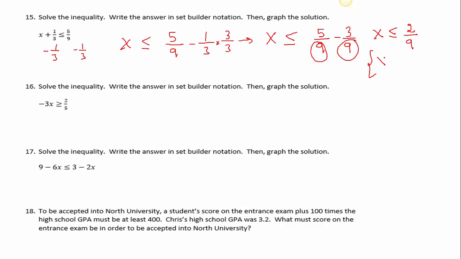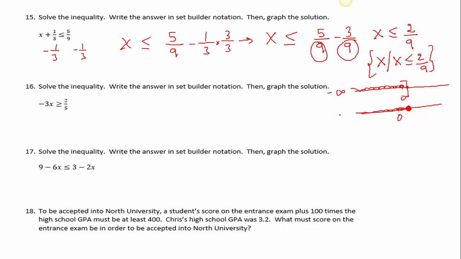So this is set builder notation: x such that x is less than or equal to 2/9. To graph this, we just have to draw the real number line. This is 0, 2/9 is somewhere here, less than or equal. So we can make a square bracket all the way to minus infinity, or we can make a full circle. Either way, this is 0, and we make a full circle and then go all the way to minus infinity.